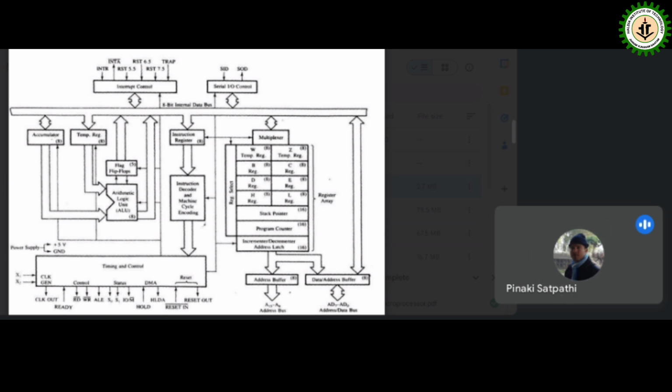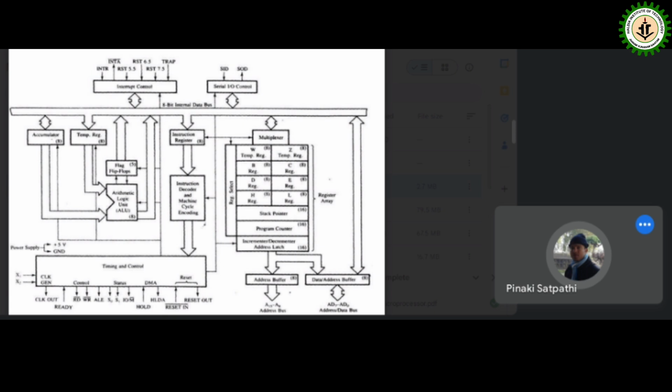Next one is our temporary register. It is basically an 8-bit register used by the microprocessor. It is not accessible by the programmer. Next one is our temporary register pair. It is basically a 16-bit register. It is used by the microprocessor to store a 16-bit address temporarily. It is not accessible to the programmer.